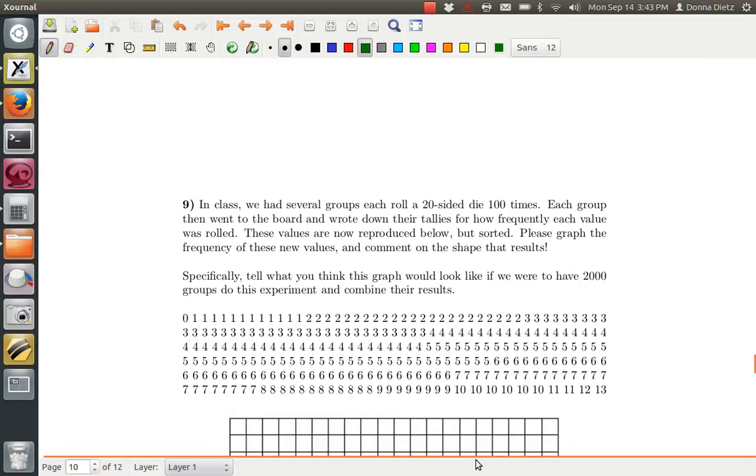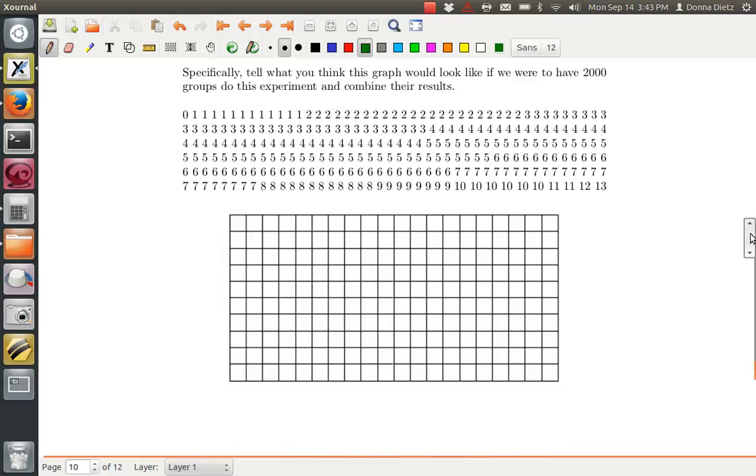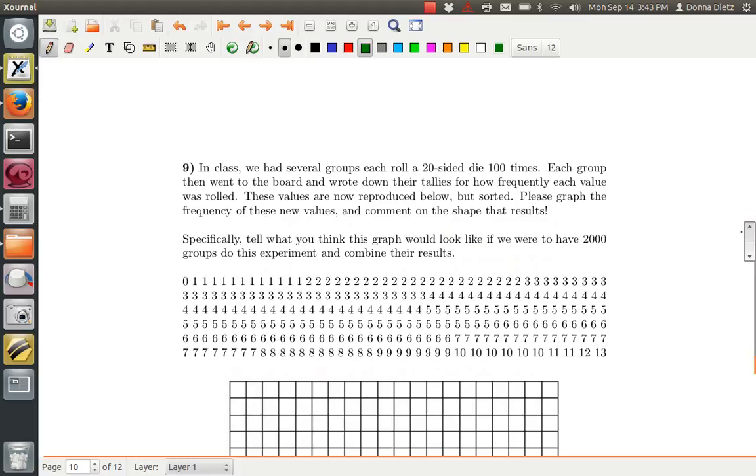There's actually contaminated data, which I will explain in class, but let's just assume that the data is not contaminated. And in class we had several groups roll 20-sided dice 100 times, and each group went to the board and wrote down their tallies. You were there, that happened, and how frequently each value was rolled. And what I did is I just took the list right off the blackboard and typed them in, and then I sorted them.